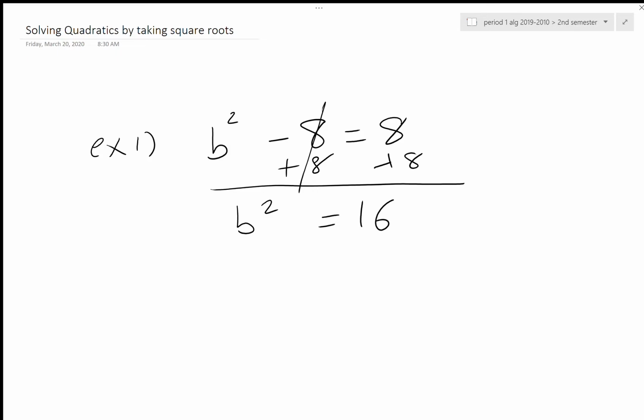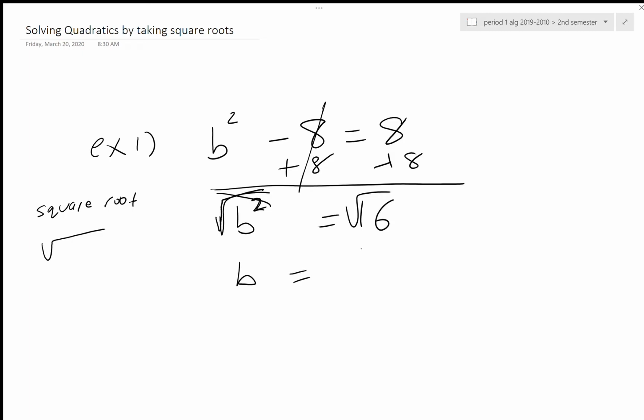Now, before, when this 2 was in front, we would divide by 2. However, since it's an exponent, we're not going to divide, we're going to use something different. We're going to use this thing, which is called the square root. And you've seen this before. We've done square roots. So now, when we take the square root of both sides, well, when you have a square root and a square, they cancel out. So that leaves us with b.